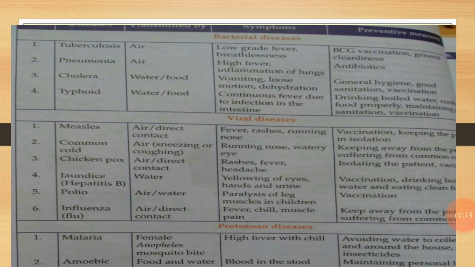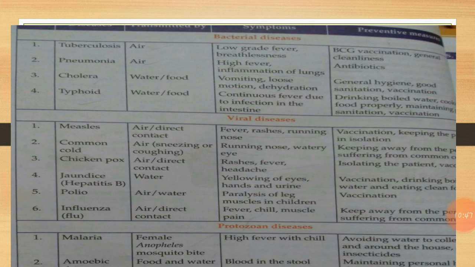Typhoid is mainly transmitted by water and food. The symptom is continuous fever due to an infection in the intestine. The preventive measures are drinking boiled water, cooking food properly, maintaining good sanitation, and vaccination. So these are the preventive measures for this disease. These are certain kinds of human diseases which are caused by microorganisms.